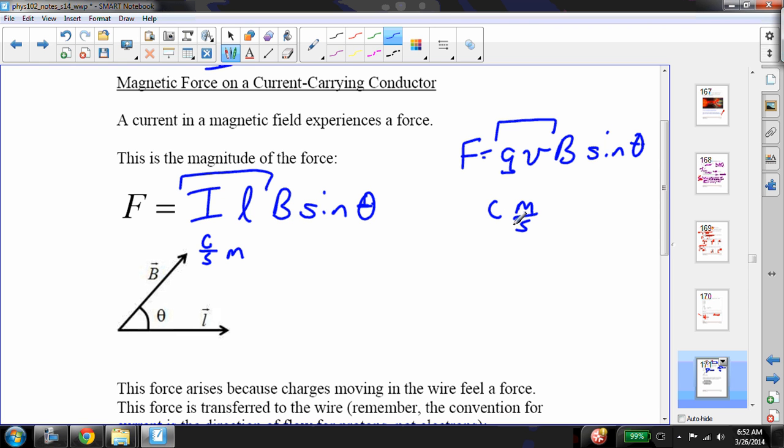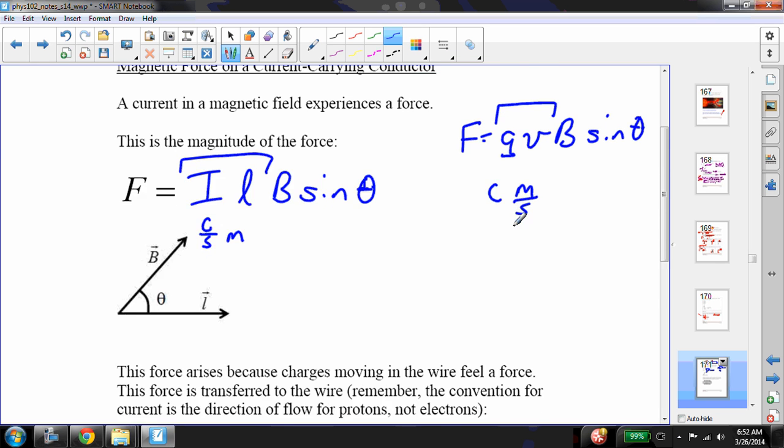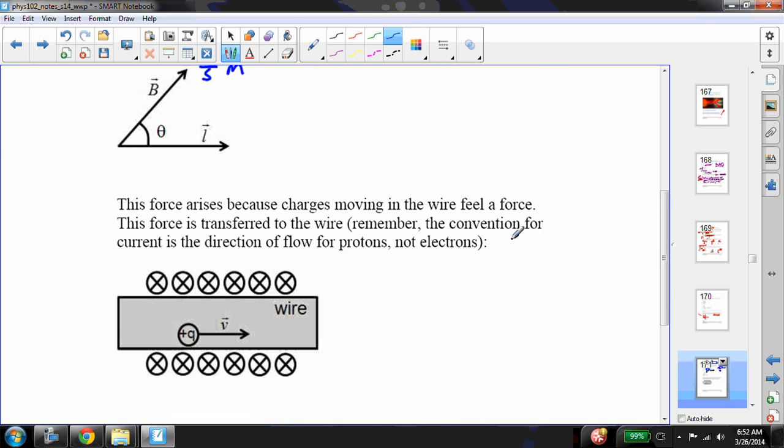So basically we're dealing with the same phenomena, except now instead of talking about free charges, we're talking about charges moving along a wire. So we have charges moving with a certain current through a wire. That wire is inside of a magnetic field, and that causes a force on the wire. All right, so as I said, charges moving in a wire feel a force.